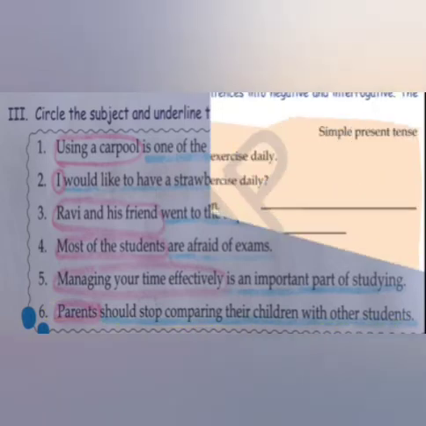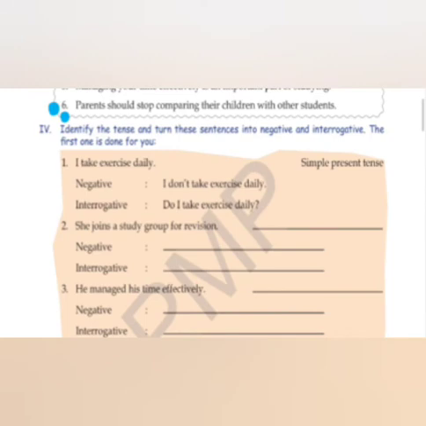Now let's move to question 4, and it says identify the tense and turn these sentences into negative and interrogative. The first one is done for you. So have a look. Number 1 is I take exercise daily. So this sentence is in simple present tense. Now we have to convert it into negative and interrogative.